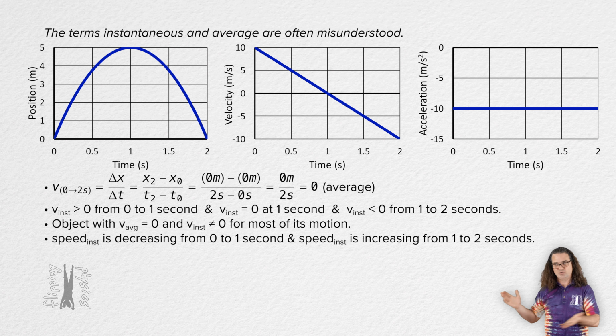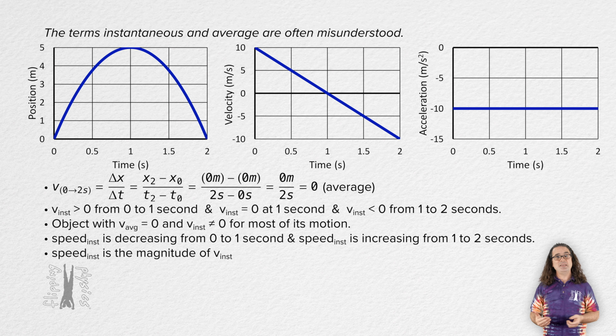Wait, what? Good question. Instantaneous speed is the magnitude of instantaneous velocity. From 0 to 1 second, the instantaneous velocity goes from 10 to 0 meters per second, so the instantaneous speed goes from 10 to 0 meters per second. And from 1 to 2 seconds, the instantaneous velocity goes from 0 to negative 10 meters per second, so the instantaneous speed goes from 0 to 10 meters per second. The instantaneous speed decreases from 0 to 1 second. It's slowing down. And the instantaneous speed increases from 1 to 2 seconds. It is speeding up.